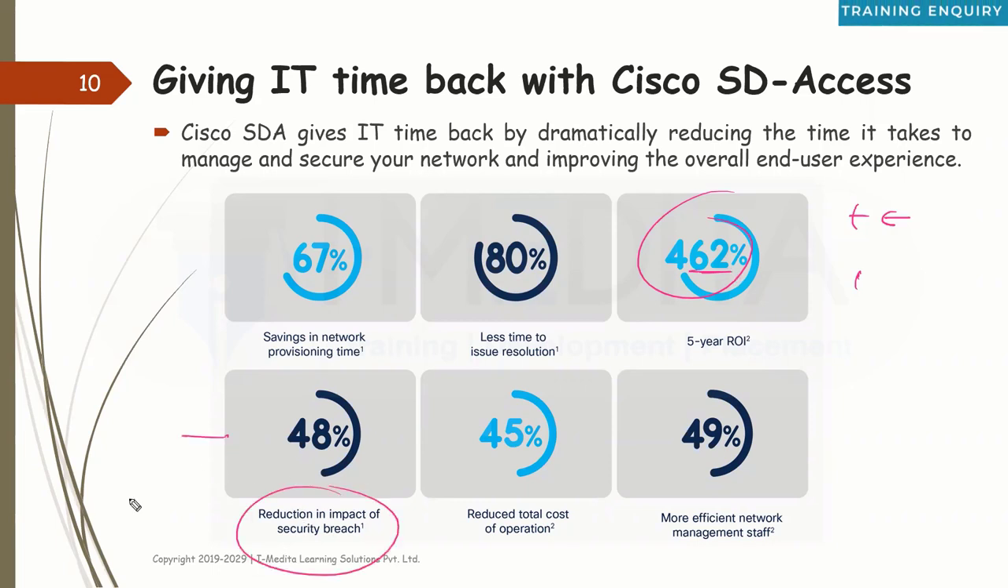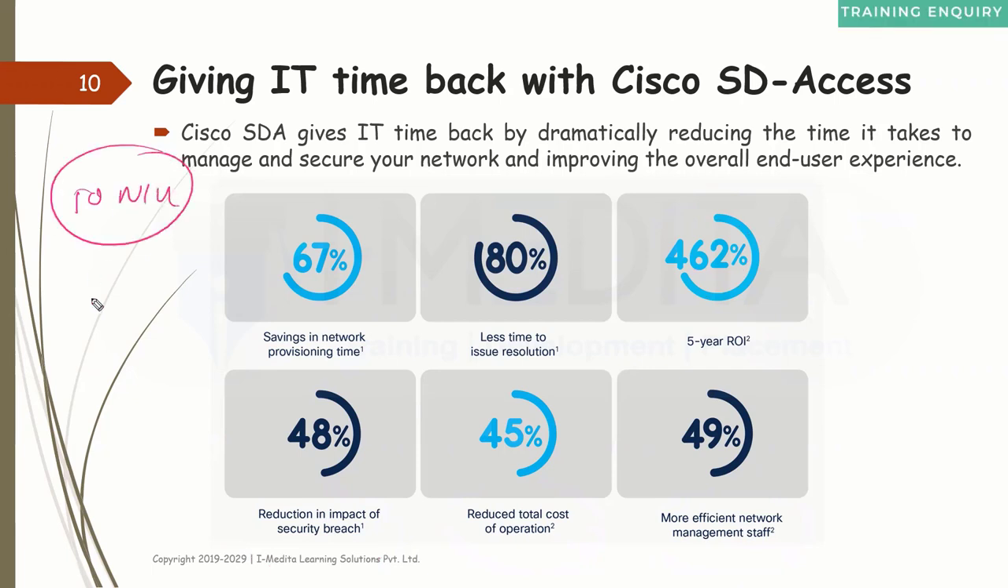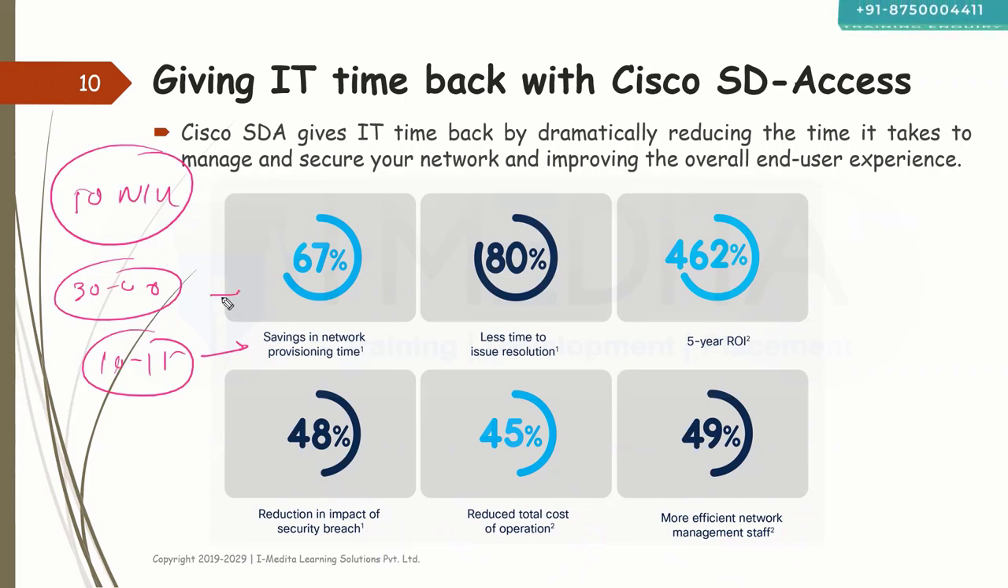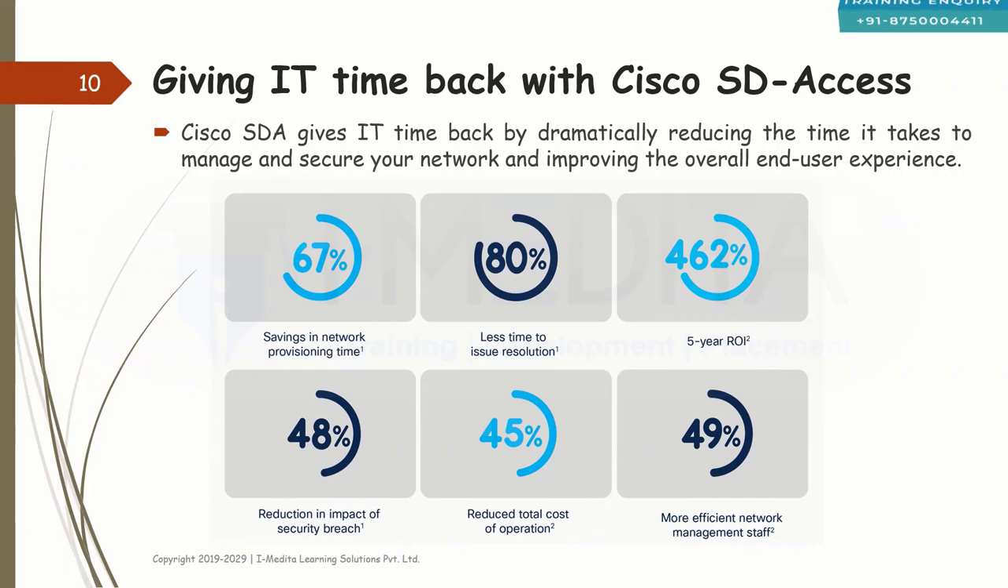48% reduction in the impact of security breaches, 45% reduced total cost of operation, 49% more efficient network management staff. Like, we do not need 50 network engineers to manage our 30, 40 branches. We just need 10, 15 people well-versed with the DNA Center technology, well-versed with the SDA technology, and they will be able to manage those 30, 40 sites very efficiently without any problem. And that is where the cost cutting comes into the picture. That is where this 5-year return on investment comes into the picture, actually.